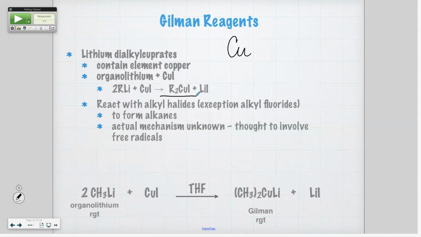The Gilman reagents were developed by Gilman, yeah, like it made sense. Okay, they react with alkyl halides. Notice the exception: those fluorides, they just mess up. And you form alkanes. And here's your favorite statement: the actual mechanism is unknown and is thought to involve free radicals. That means you don't have to know it.